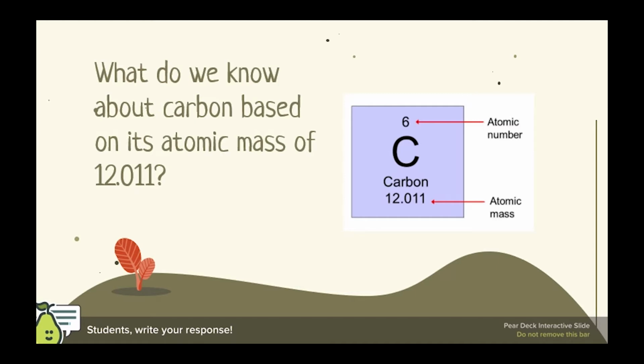Part of the reason why it's a decimal number is because the atomic mass is an average. So there are multiple different versions of an atom. We call those isotopes that have different numbers of neutrons. So that atomic mass is a representation of a weighted average.